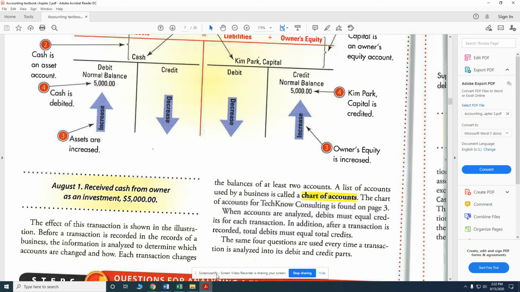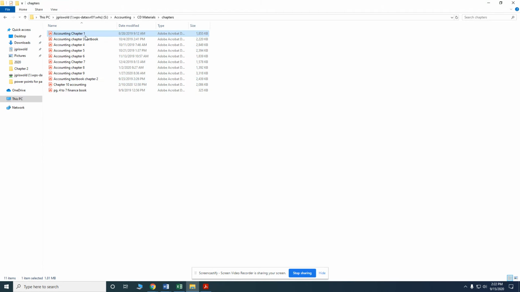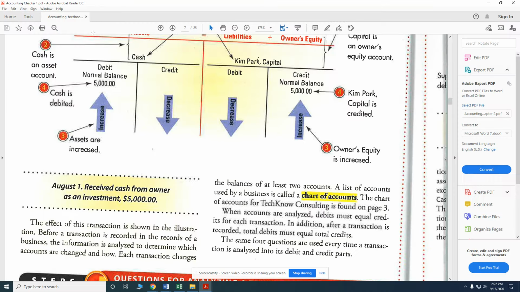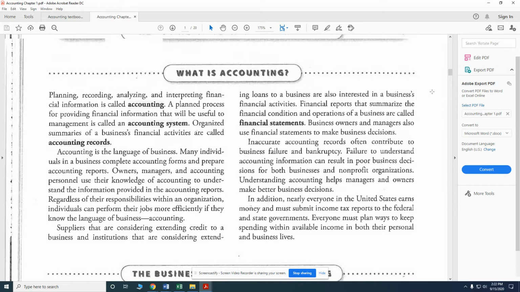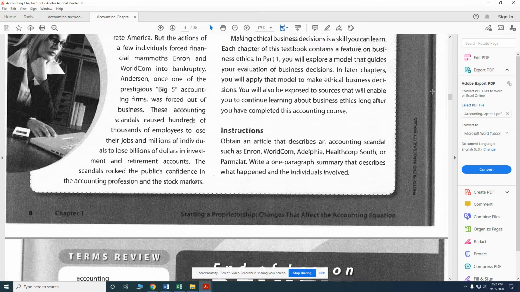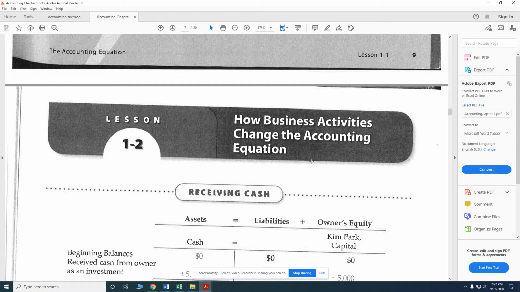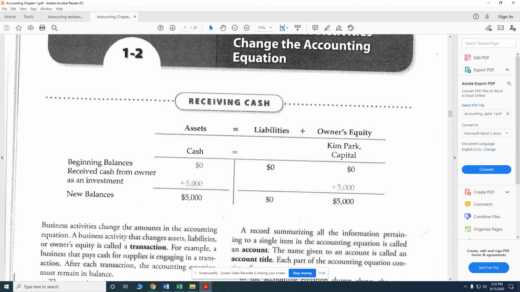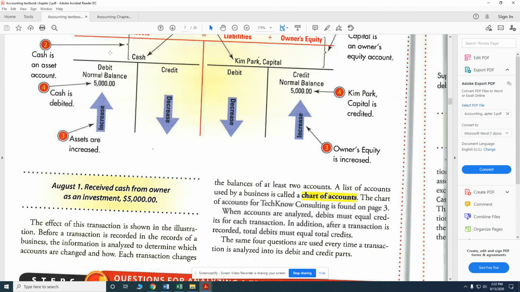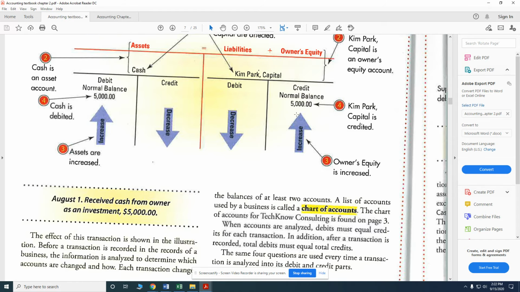So if we go back to chapter 1, when we learned this in chapter 1, let's jump to this transaction. Before we added debits and credits, it looks something like this. Plus on the left, plus on the right. Now we're adding the debit and credit. So it's still a plus on both sides, but we say debit cash and credit capital. We're using the language.